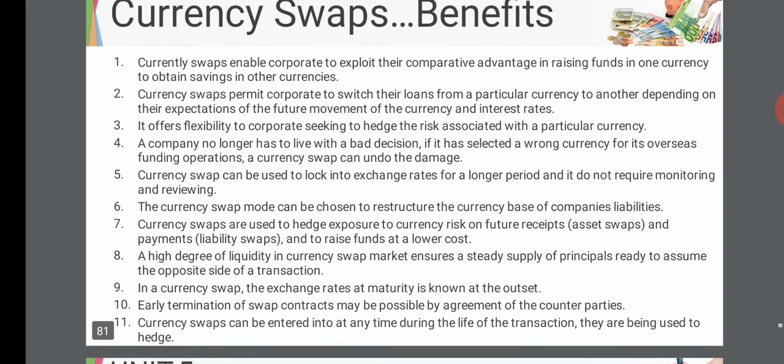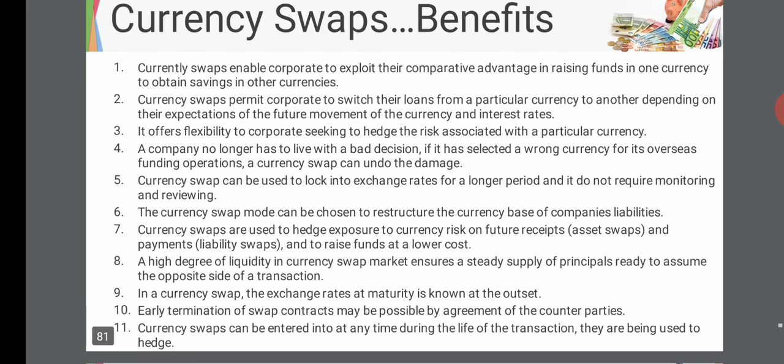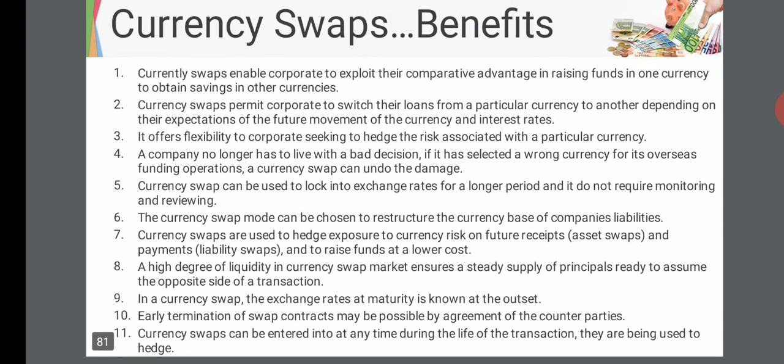Currency swaps can be used to lock into exchange rates for a longer period, and they do not require monitoring and reviewing. The currency swap mode can be chosen to restructure the currency base of the company's liabilities. Currency swaps are used to hedge the exposure to currency risk on future receipts, asset swaps, and payments, liability swaps, and to raise funds at a lower cost. A high degree of liquidity in the currency swap market ensures a speedy supply of principals ready to assume the opposite side of the transaction.